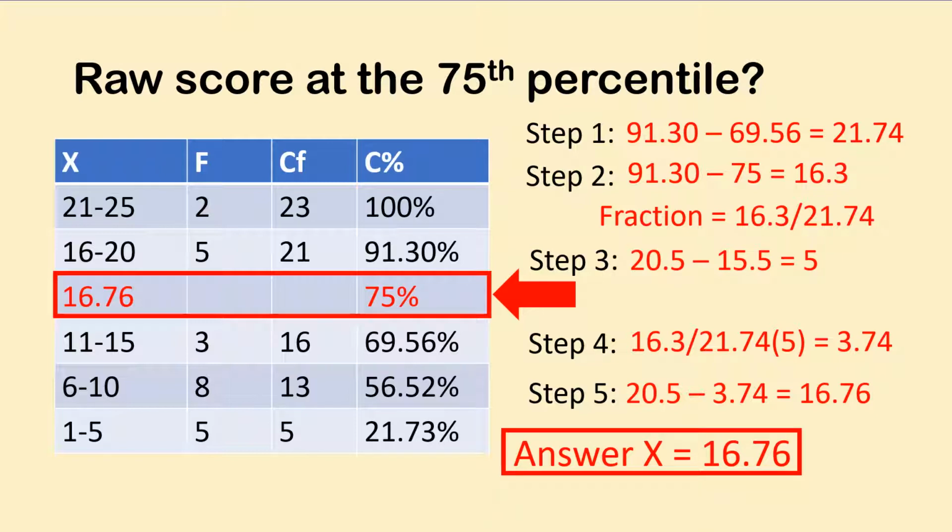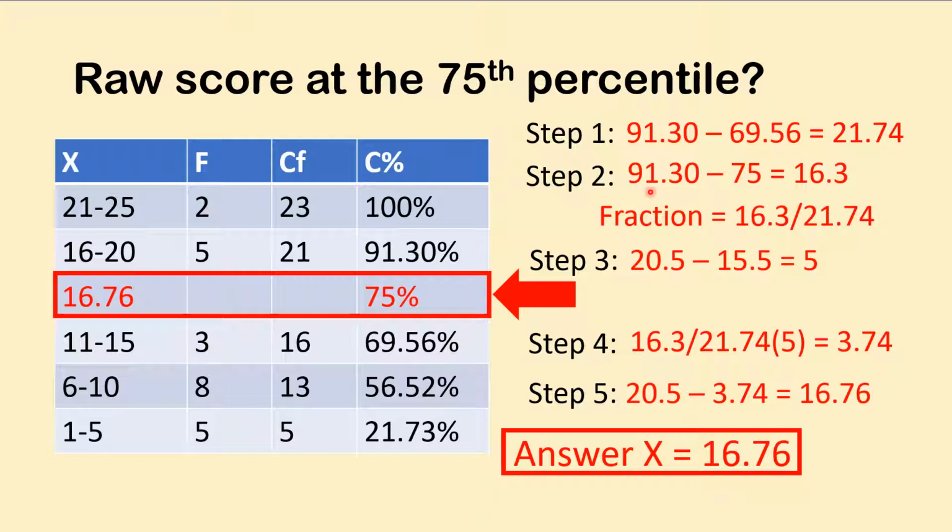So the question goes like this. What is the raw score at the 75th percentile? Well, right away looking at the table, we know that the 75th percentile is going to be somewhere between the 91.3% and the 69.56%. And the first step should be calculating the width of this interval. And that is done in step 1 here. We go 91.3 minus 69.56 to get a value of 21.74. So 21.74 is the width of the interval presented here.